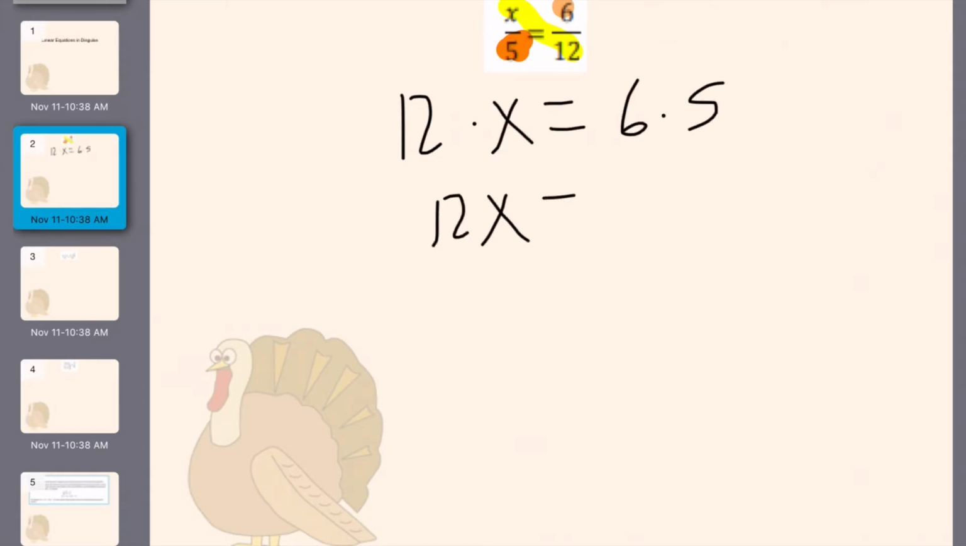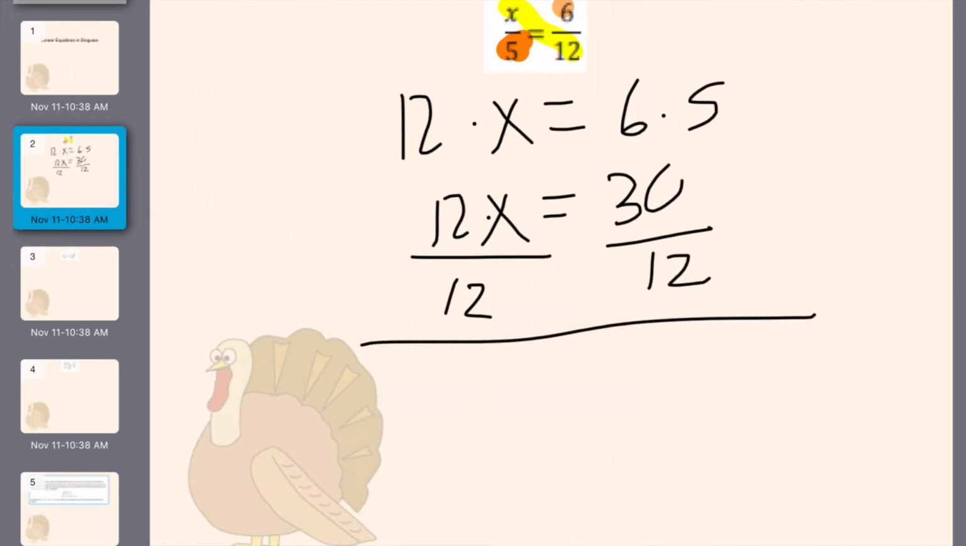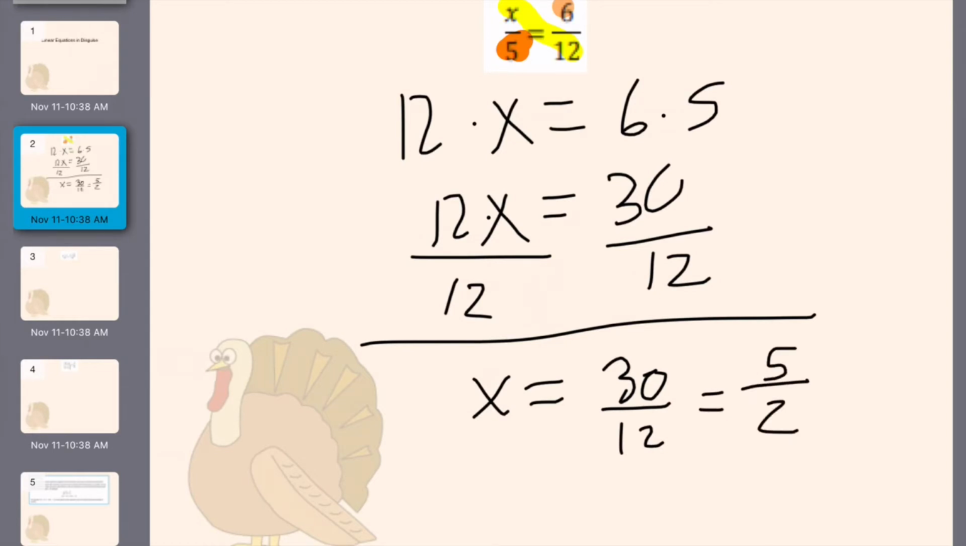So 12x equals 30. And remember, this is like 12 times x. The only way that I can solve for x is by doing the opposite operation. The opposite operation in this case would be dividing by 12. I'm trying to leave no evidence. So x is going to ultimately come out to be 30 over 12, which is the same thing as 5 over 2. So that's how we go about doing that.